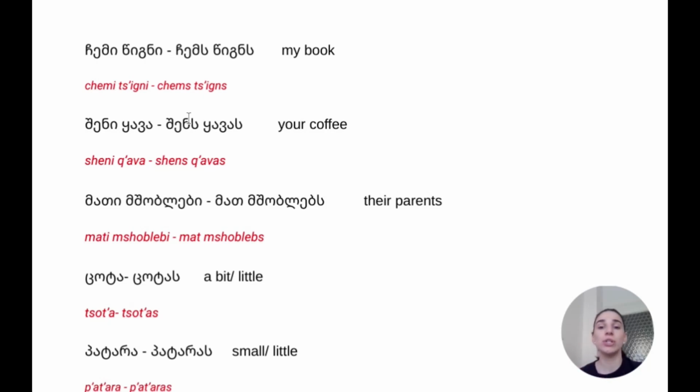Chemi tsigni, chems tsigns. Sheni qava, in dative case, is shens qavas. Like if I want to say I'm making your coffee, I can say me vaketeb shens qavas. Me vaketeb shens qavas. Mati mshoblebi in dative case is mat mshoblebs. Mat mshoblebs. Mati became mat, as you have to drop e.